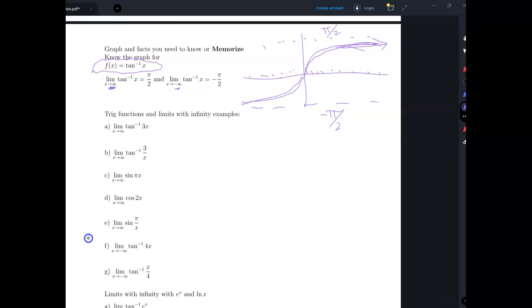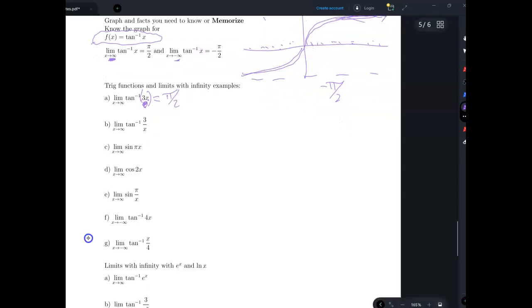Okay, so let's play with things because we're not just going to get straight that always. So if I have this in the angle, you want to go inside first. So if I take 3 times infinity, that's like saying infinity. Arctangent of infinity is pi over 2. Okay, what about this one? Go inside first. So 3 over infinity, that's a 0. So I'm looking at finding arctangent of 0. Arctangent of 0 is 0.